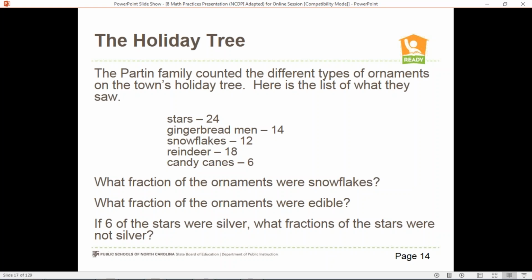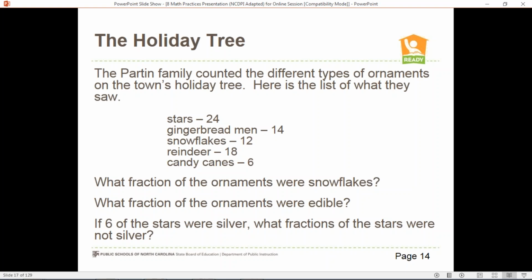What fraction of the ornaments are edible? Well, now there's a question, right? This starts to come in. Just because it says gingerbread men, does that mean they're edible? Sometimes math isn't just as simple as looking at the numbers, right? It requires us to make sense, which is one of our other math standards, right? And then if 6 of the stars are silver, what fractions of the stars were not silver? So now we're bringing in the draw a picture strategy most likely, right? Maybe making a table. And you can feel how persevering in problem solving brings in those other math standards, right?